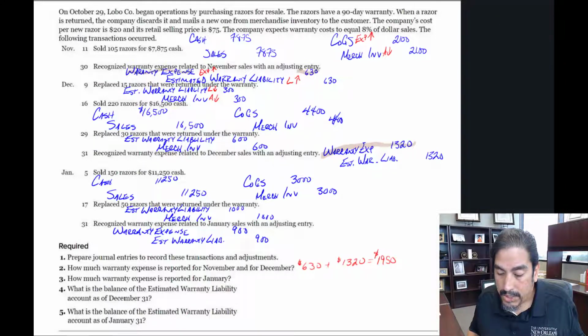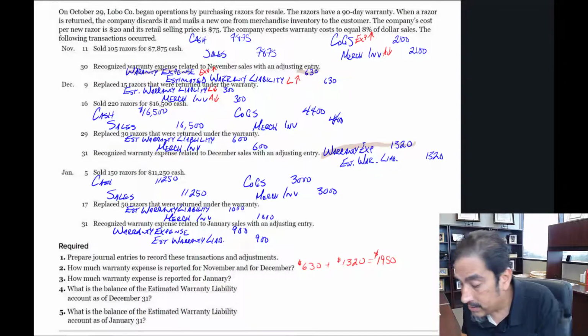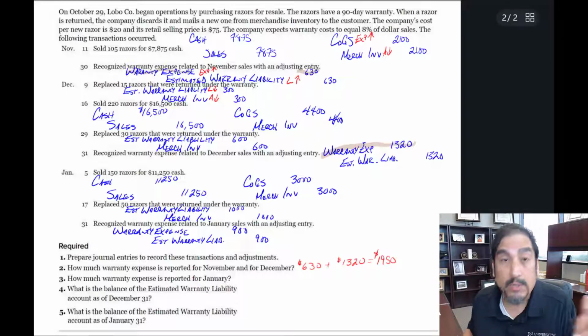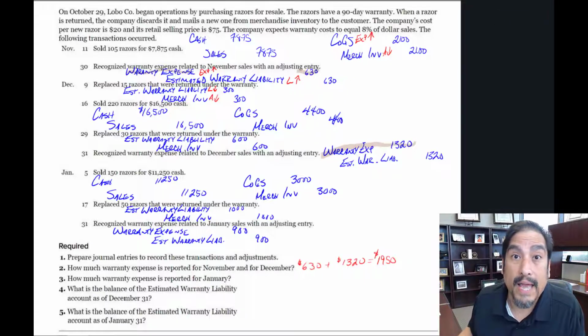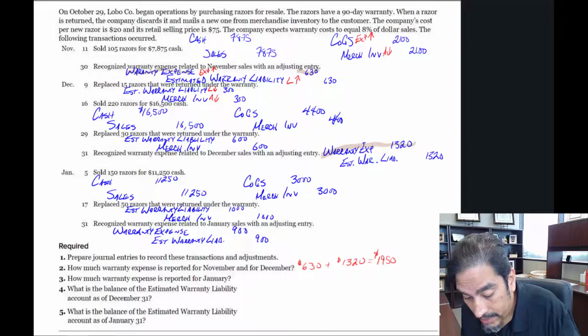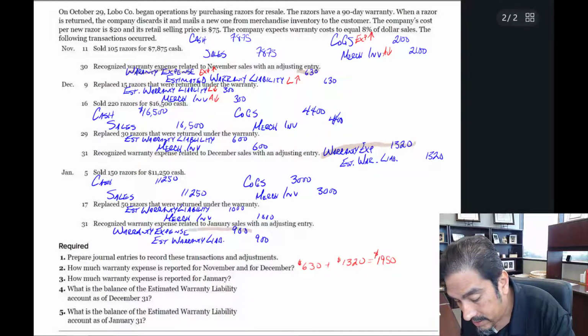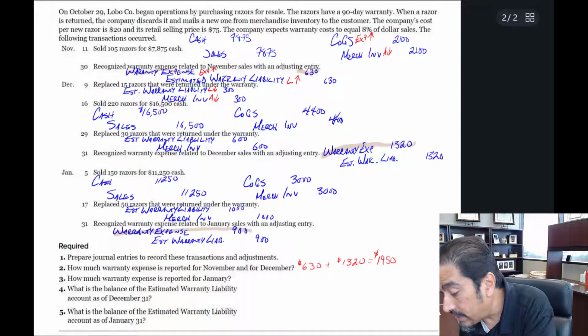And then how much in January? So again, we're just looking for warranty expense. We only hit warranty expense at the end of the month. So jump right to January 31st, and we can see it's $900 there.